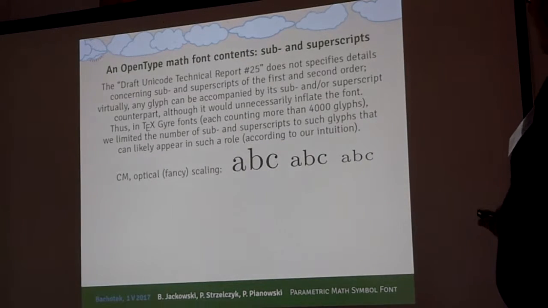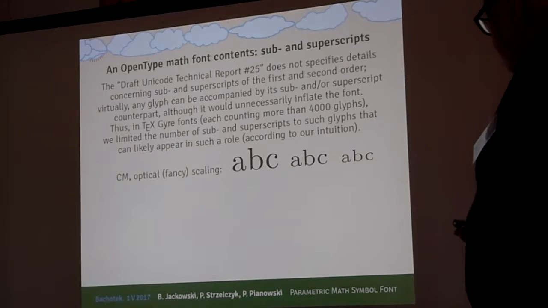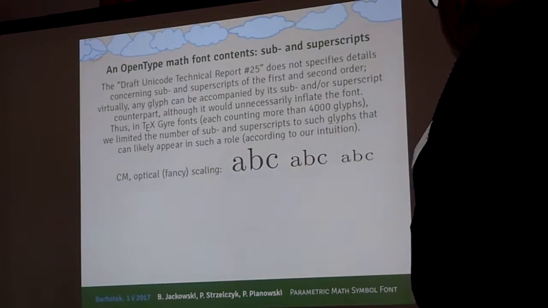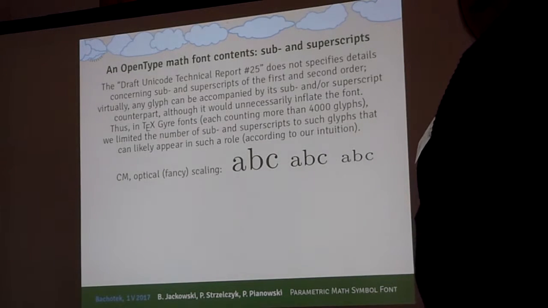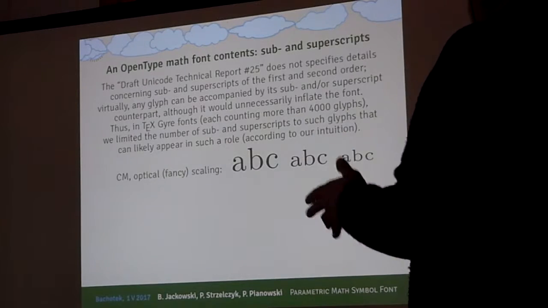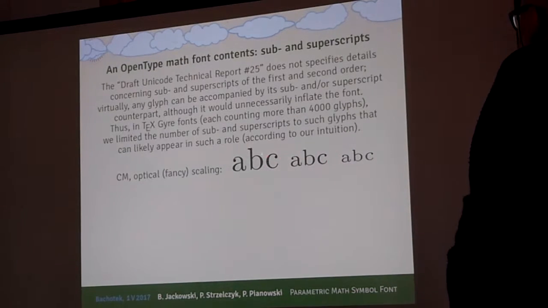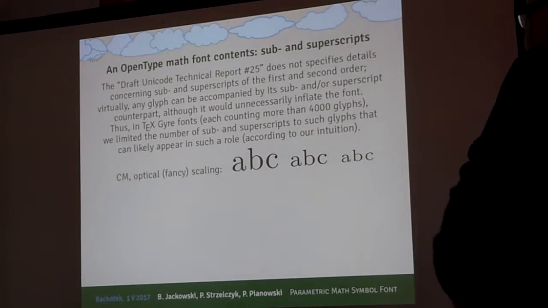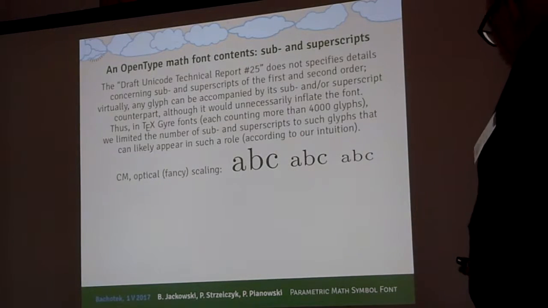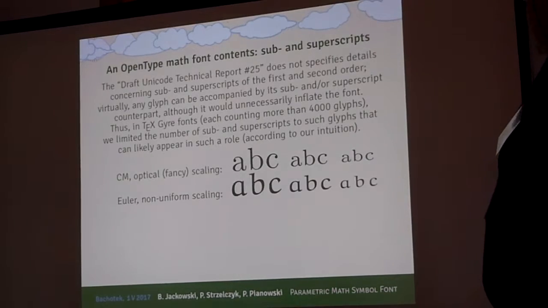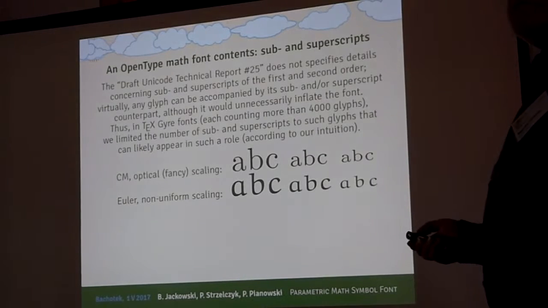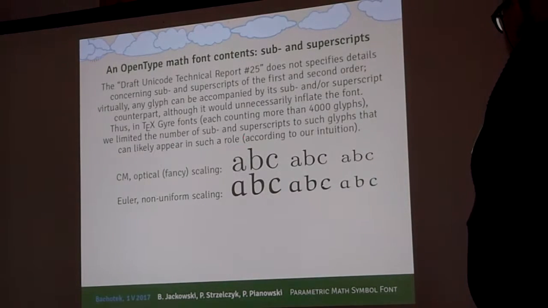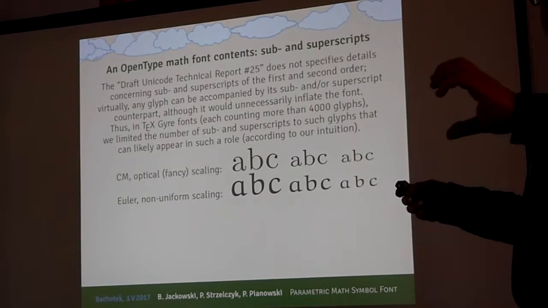actually only Computer Modern fonts have optical scaling, perhaps Lucida also. That is, each font variant has a slightly different shape. But for example, Euler, a well-known font, has just non-uniform scaling, and that's all. So these are the same glyphs, but diminished and extended a bit.